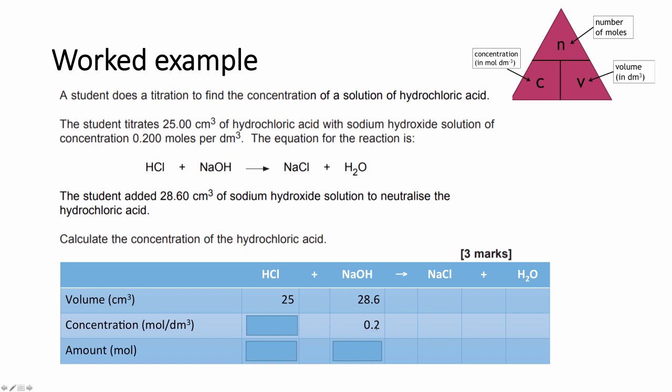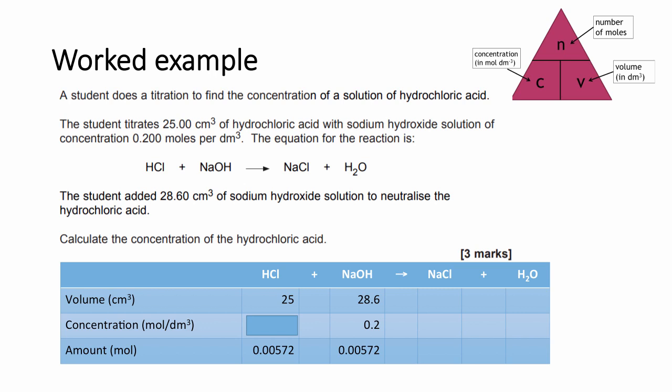The first thing I need to realise is that if I've got 1 mole of sodium hydroxide, I've got 1 mole of hydrochloric acid. But I'm not sure how many moles I've got, so I need to calculate that first. I take the volume in centimetres cubed and change it to decimetres cubed by dividing by 1,000, and then multiply by the concentration, which is 0.2, and that gives me an amount of 0.00572 moles.